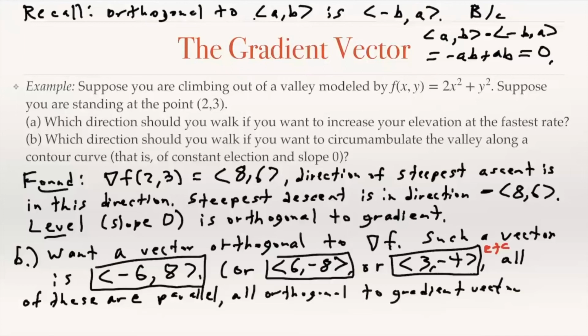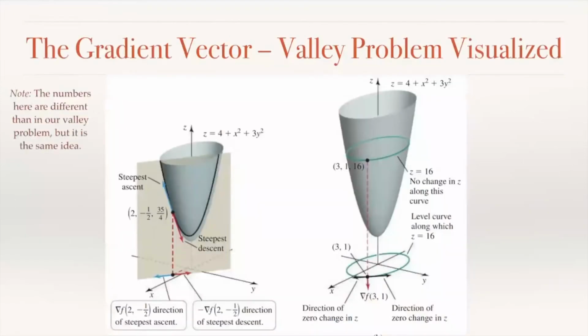And I should note that clearly there are more than just these. There are infinitely many parallel vectors, and they're all orthogonal to the gradient vector, all orthogonal to the direction of steepest slope, and that means all of slope 0 if you're going in these directions. So here's a picture of what we just did. These have different numbers, but it's the same idea.